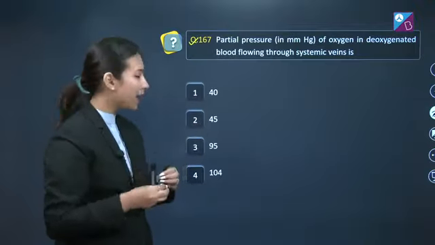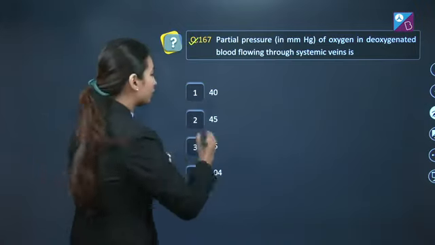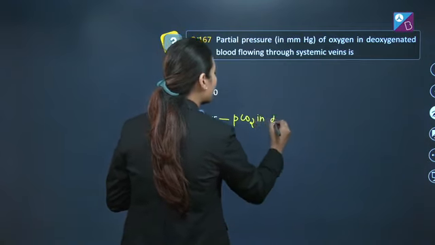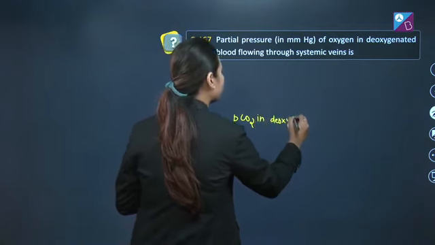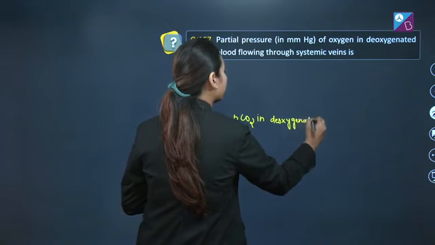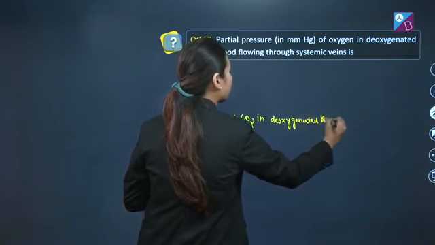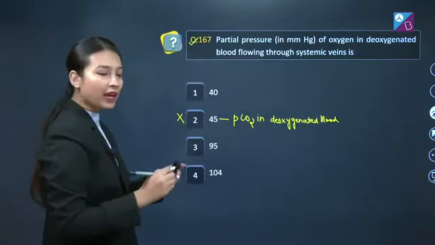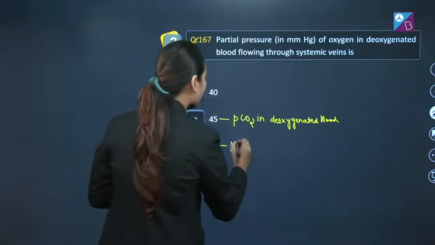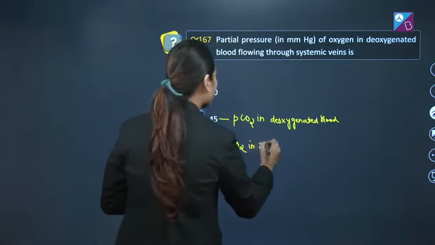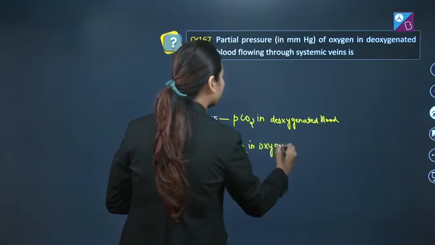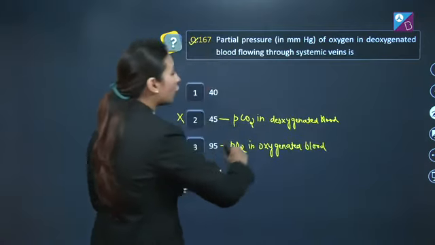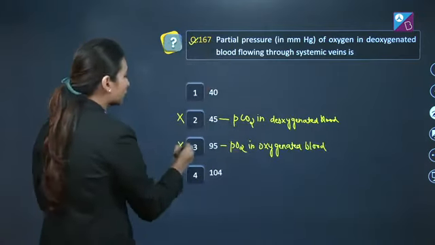So students, options are here 45 represents the value of PCO2 in deoxygenated blood, flowing through systemic veins, so that's why option number 2 is wrong. 95 represents the value of PO2 in oxygenated blood, flowing through systemic arteries, so that's why option number 3 is wrong.